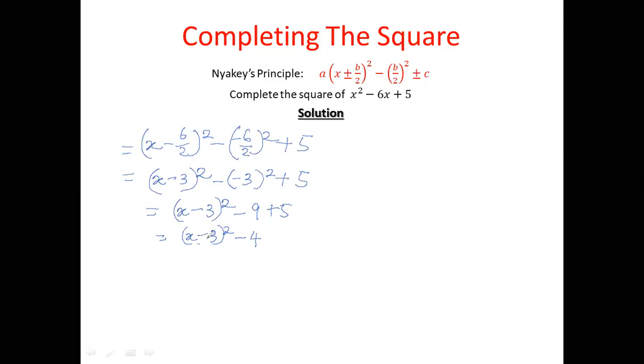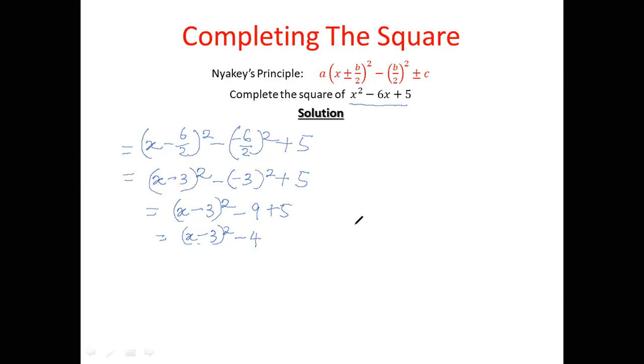You don't have to expand this bracket, because when you expand this bracket and subtract 4, it will give you the original expression. Remember, factorization is a way of introducing bracket. That is why we've introduced a bracket. So I believe you've understood that point very well.